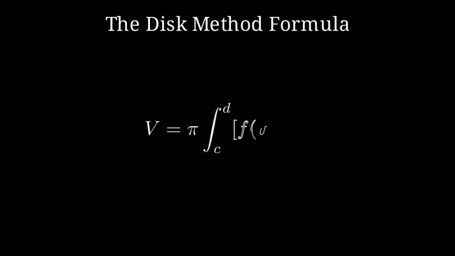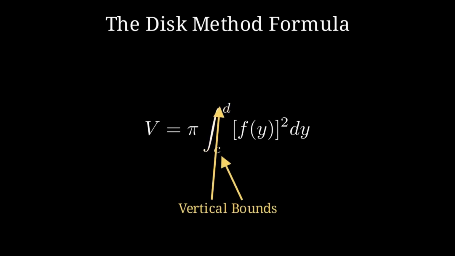To find the total volume, we use the definite integral. We sum up all the tiny disks from the bottom bound, c, to the top bound, d. The formula is volume equals pi times the integral from c to d of the radius squared with respect to y. Note that pi is a constant, so we usually keep it outside the integral.